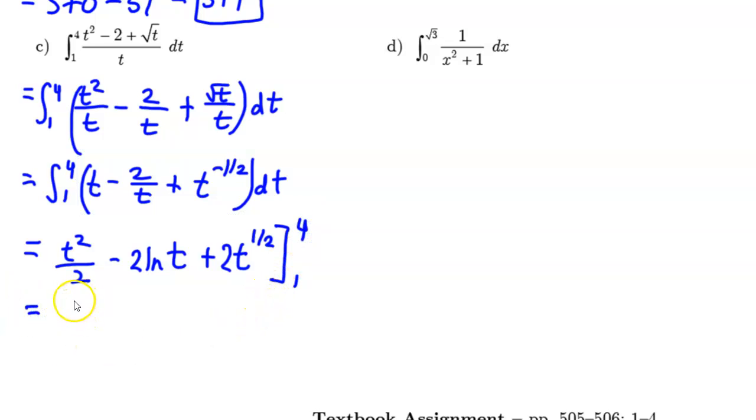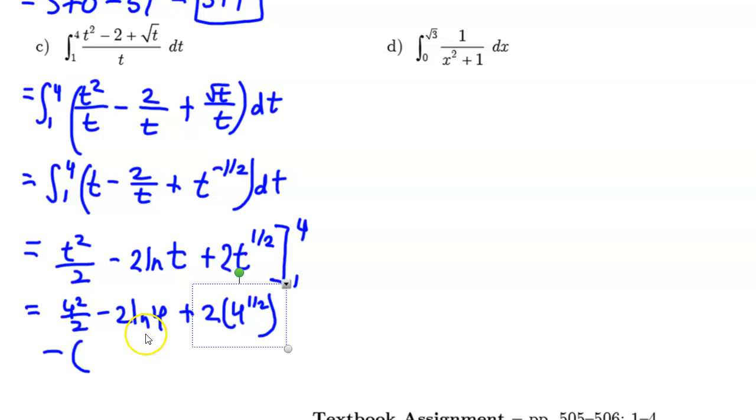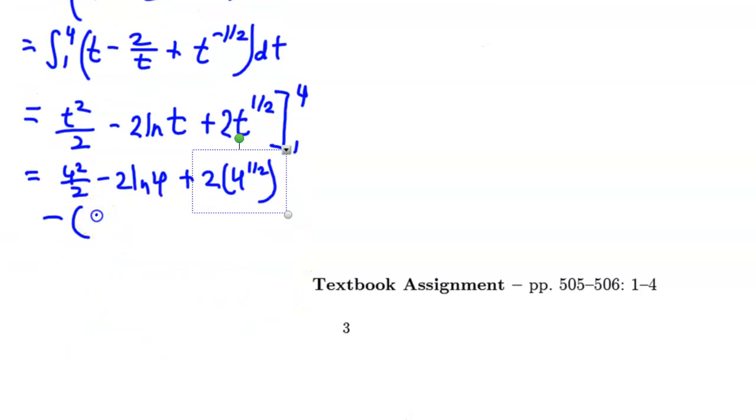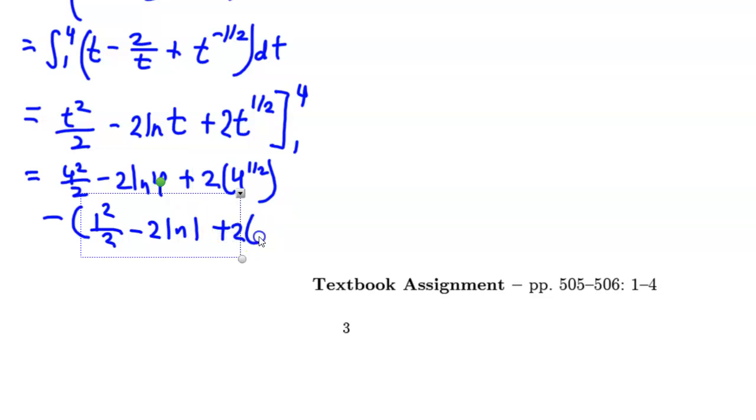Okay, so subbing in 4, I've got 4 squared over 2 minus 2 ln 4. Okay, I'll need my calculator for that one. Plus 2 times 4 to the half. Minus, in brackets, now we're going to sub in 1, the lower limit, into each of these terms. 1 squared over 2 minus 2 ln 1 plus 2 times 1 raised to the half, or the square root of 1.